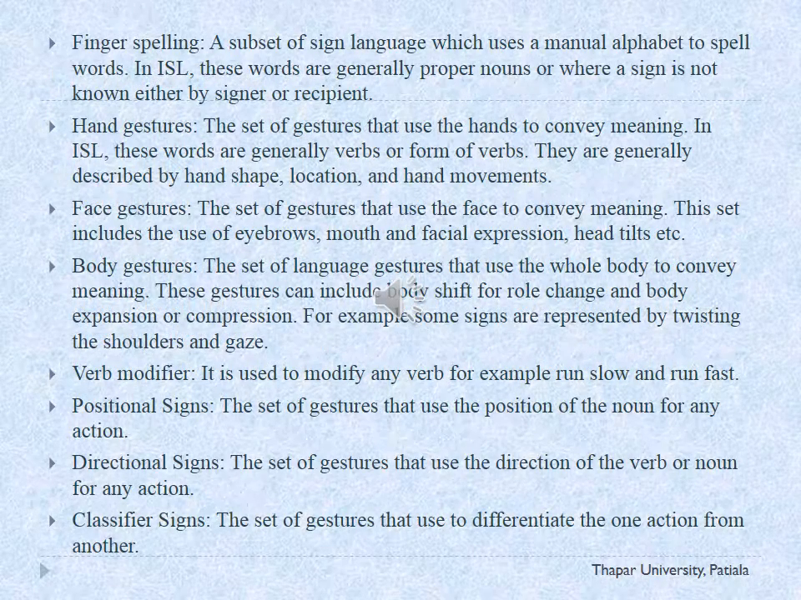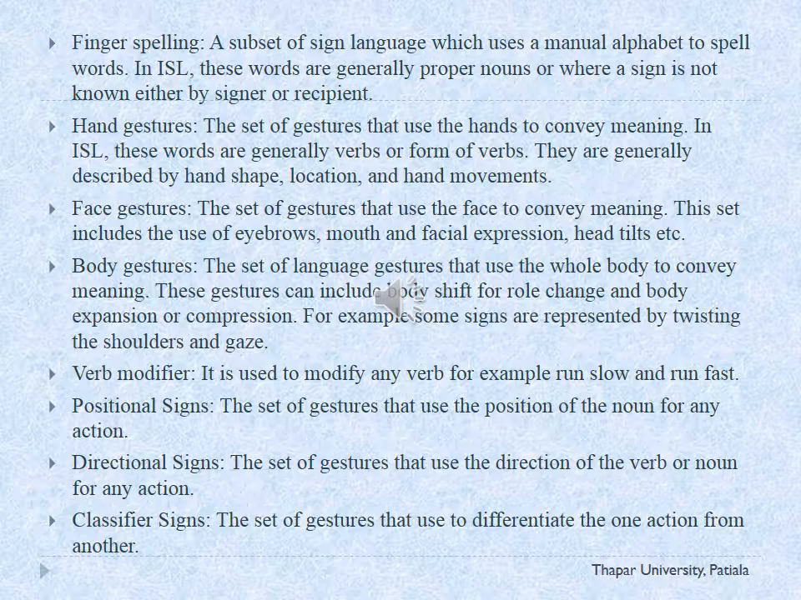Finger spelling is a subset of sign language that uses a manual alphabet to spell the word. So the alphabet is represented using our fingers. Hand gestures are used for conveying the message using our hands by hand shape, location, and hand movements. Face gesture is used for conveying the message using eyebrows, lips, mouth, and facial expression or head tilts.